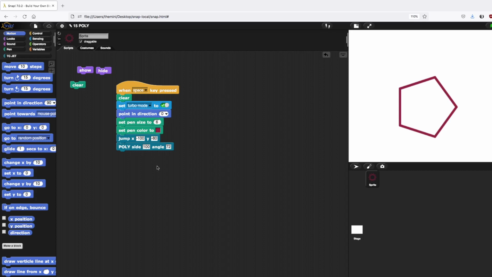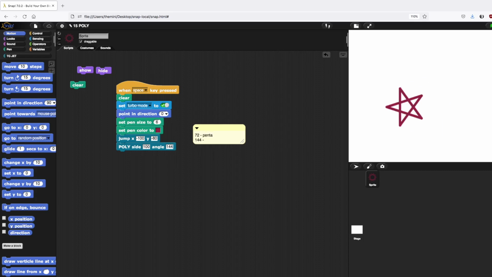The pentagon is here. And of course, what we can do is we can add a comment. Comments are good for just commenting things, and I often use them when I need to remind myself of little things. So 72 is the penta, and then 144, let's see what that becomes. Hey, the star.